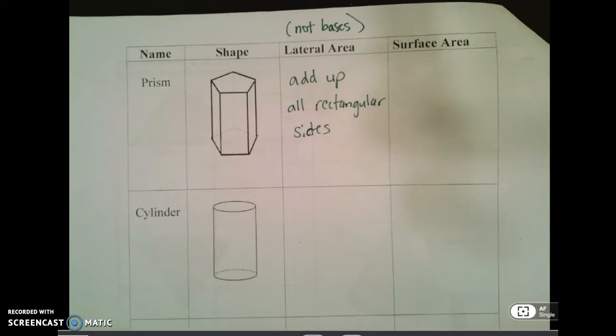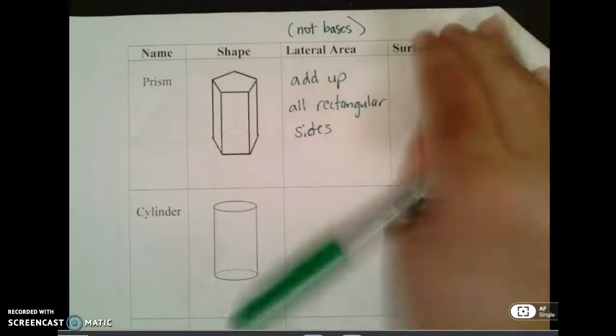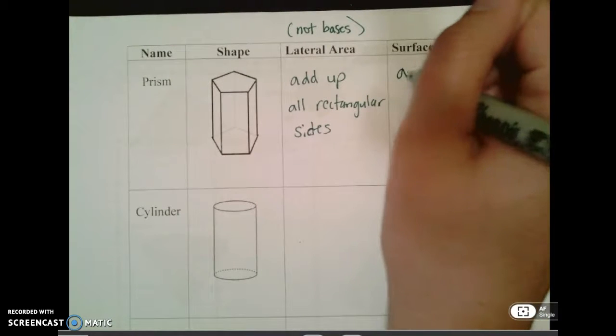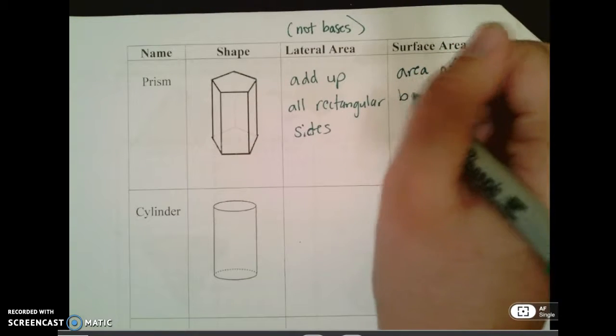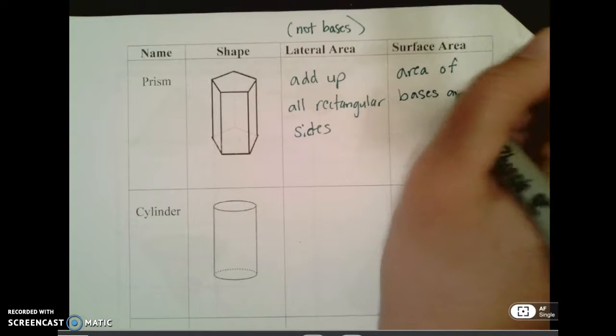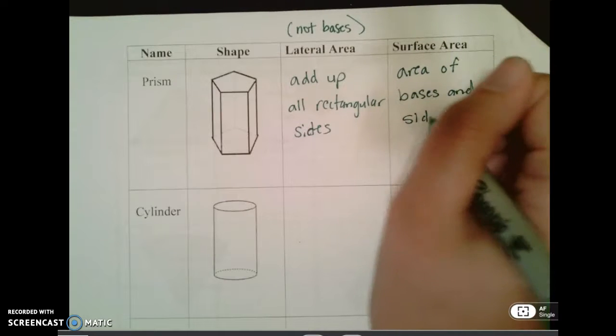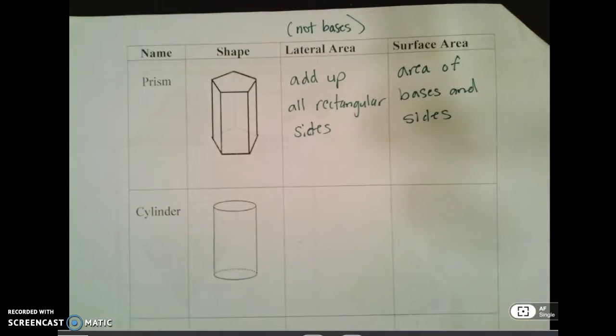Now your surface area is the area of the entire figure. So if I was to take this figure and dip it in a bucket of paint, however much paint it would take would be the surface area. The area is just on the outside. So in this one, I would do area of bases and sides.